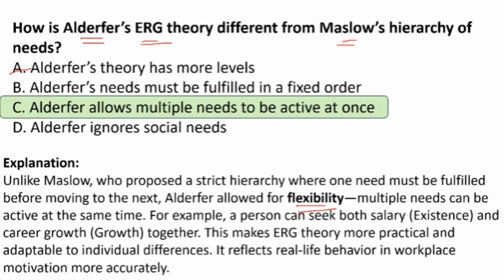He has given an example as well. A person can seek both salary, that means existence, and career growth, that is growth. These are the needs, and they are being satisfied at one time, simultaneously. This makes ERG theory more practical and adaptable to individual differences. It reflects real-life behavior in workplace motivation more accurately. Okay, this is a more refined version of Maslow.